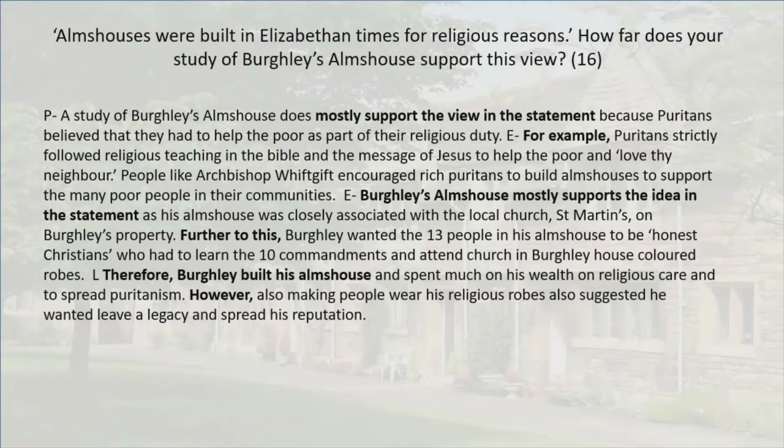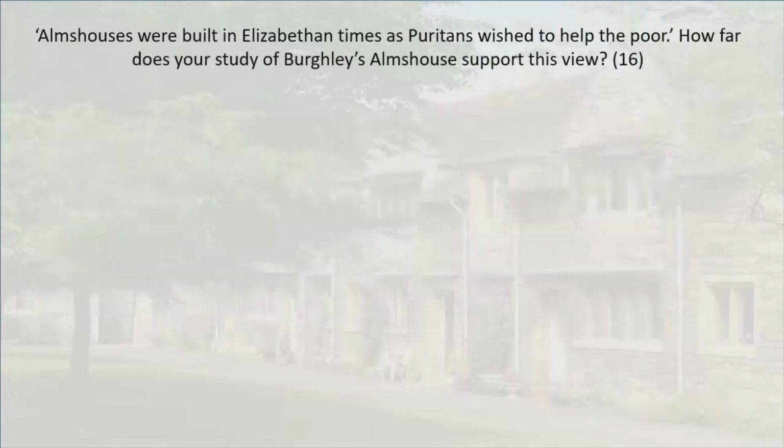Burghley built his almshouse and spent much of his wealth on religious care and to spread Puritanism. However, also making people wear his religious robes also suggested he wanted to leave a legacy and spread his reputation. So quite a thorough paragraph there. We've got 2 or 3 explanations. We've even got a little evaluation at the end with the however. Okay, so if you can aim for something like that, having that level of knowledge, you could do well.